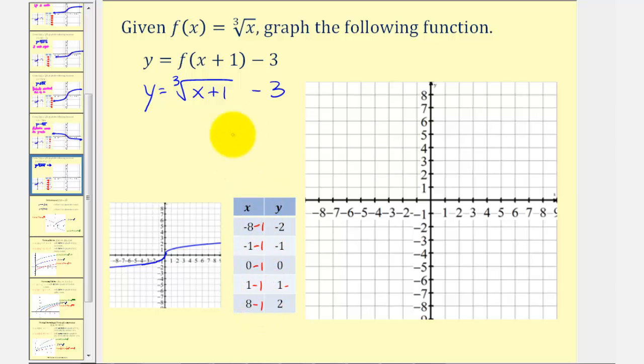We'd have to use smaller values of x because here we're adding 1 to x to get the value under the cube root. And this minus 3 on the end here would decrease the y value by 3, so now we'll subtract 3 from each y coordinate. Before we plot these 5 points though, we should begin to recognize that the plus 1 under the cube root, or f of the quantity x plus 1, would shift the graph left 1 unit, and the minus 3 on the end would shift the graph down 3 units.